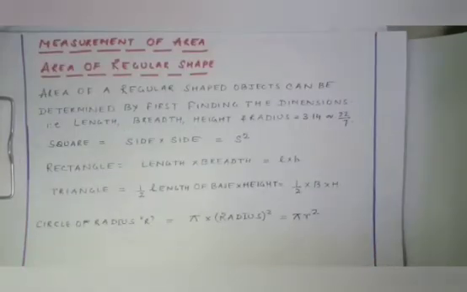Let us start with another topic, that is measurement of area. As we are talking about area, first of all we should know what area is. I know most of you know what area is, so let us revise it again. The amount of surface covered by a closed shape is called its area or surface area. The more the surface covered by the object, the more will be its surface area.